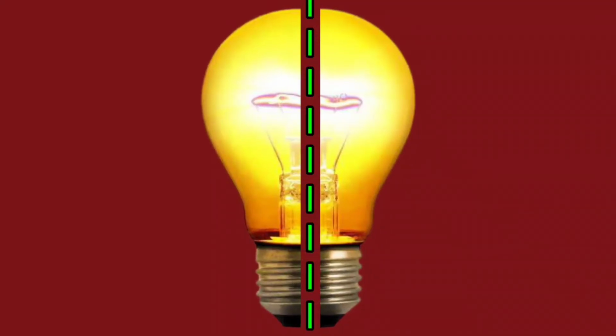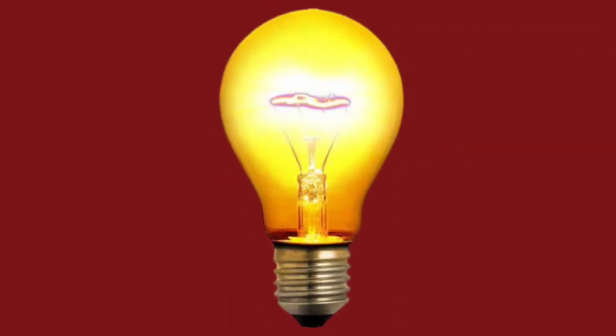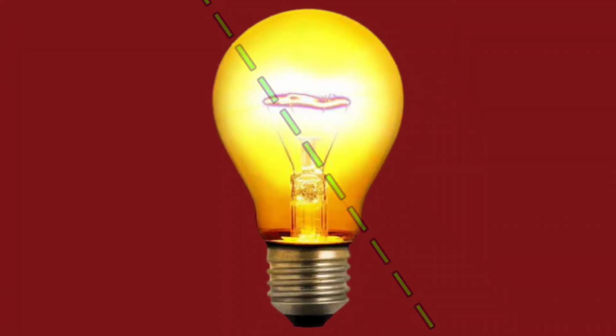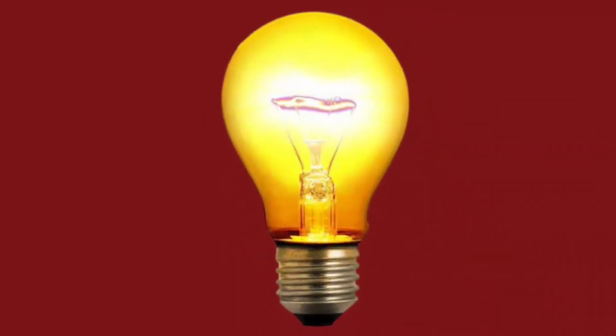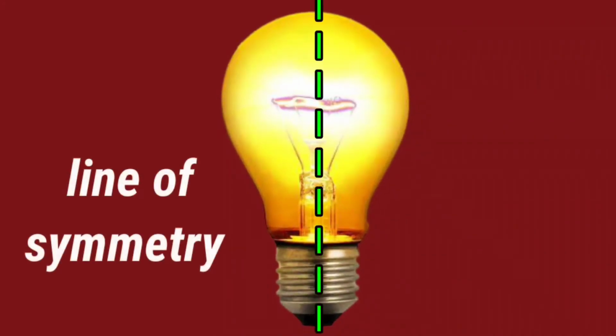The next figure that we have is a bulb. We can divide it into two identical parts along its length. But if we try to divide it along any other direction, it does not form mirror images. Hence, bulb also has only one line of symmetry.